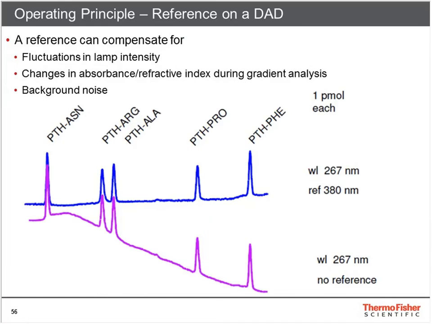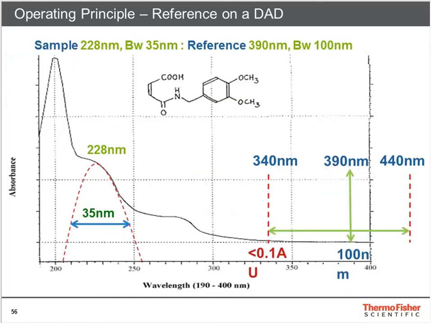When it works, the reference can compensate for fluctuations in the lamp intensity, changes in absorbance and refractive index during gradient analysis, or background noise. This is an example of how to set the reference. Run the sample with the diode array detector and then try to find a quiet area of the spectrum as a reference. The compound is the same as in the example about how to set the bandwidth.